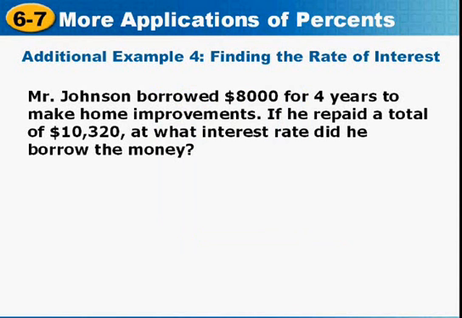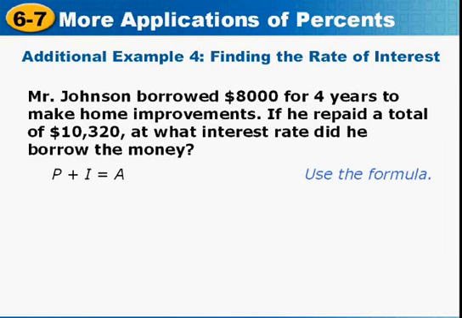I promise this is your last set. You've got to remember there's 4 variables, so we've got to solve it all 4 different ways. Mr. Johnson borrowed $8,000 for 4 years to make home improvements. If he repaid a total of $10,320, at what interest rate did he borrow the money?